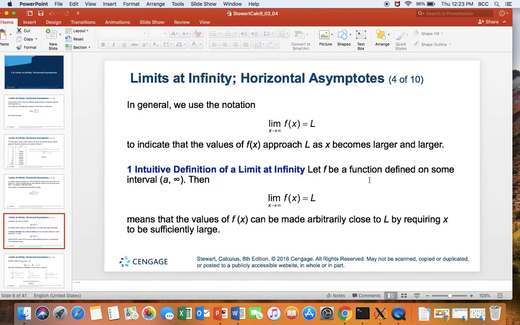So, which brings us to the first intuitive definition of a limit at infinity. Let f be a function defined on some interval (a, infinity). You want your function to be defined at some number a and all the way to the right. Then you say that limit as x approaches infinity of f(x) is L. This means that the values of f(x) can be made arbitrarily close, meaning as close as you want, to L by requiring x to be sufficiently large.